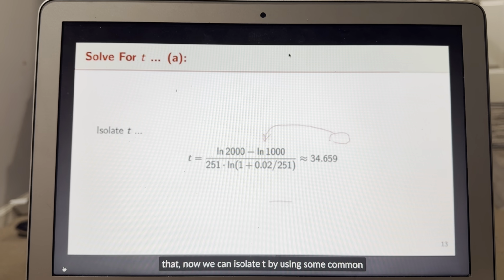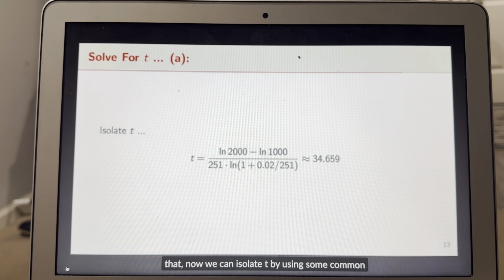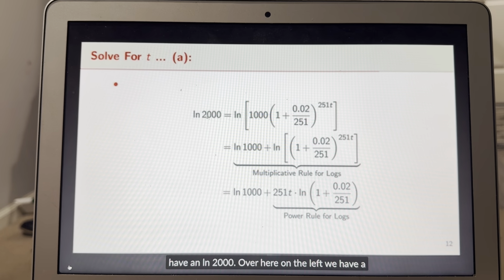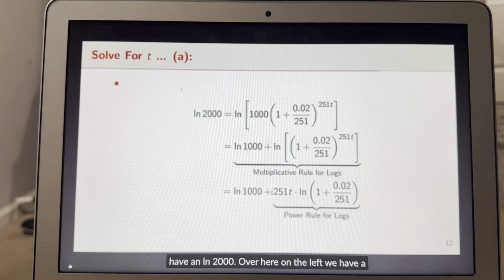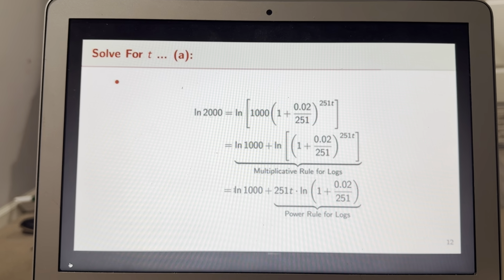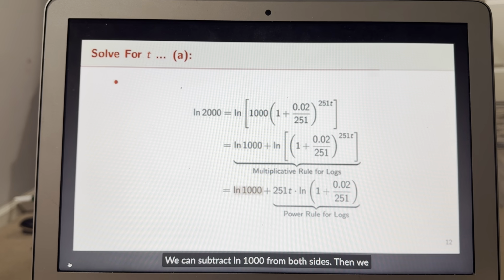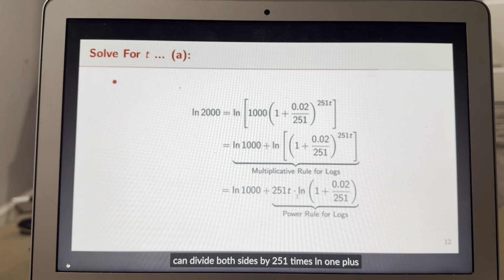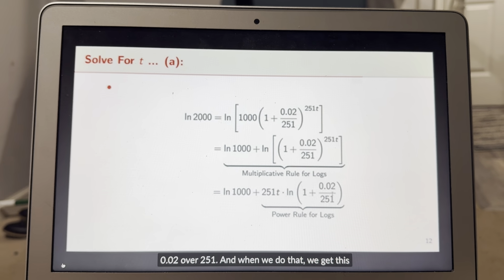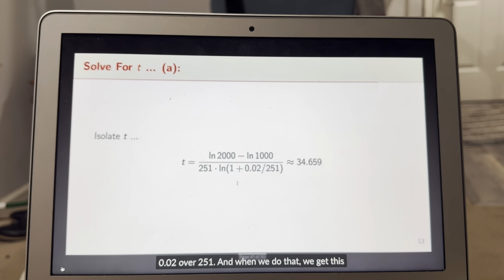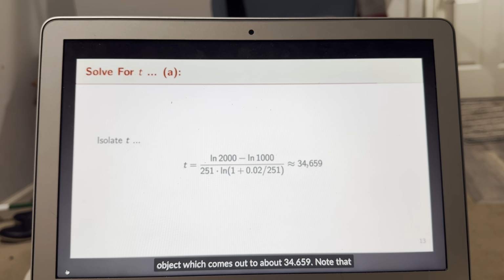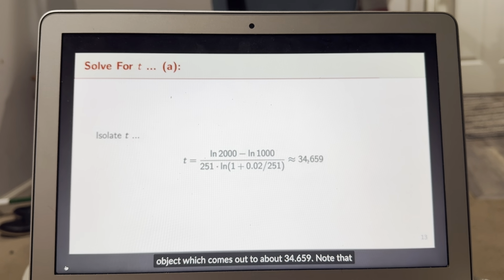Having done that, now we can isolate t by using some common algebra. So going back one slide, note that we have an ln 2000 over here. On the left, we have a 251t times ln of this large object on the right. We can subtract ln 1000 from both sides. Then we can divide both sides by 251 times ln 1 plus 0.02 over 251. And when we do that, we get this object, which comes out to about 34.659.